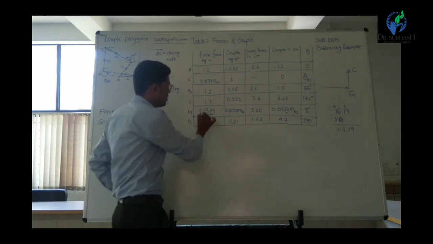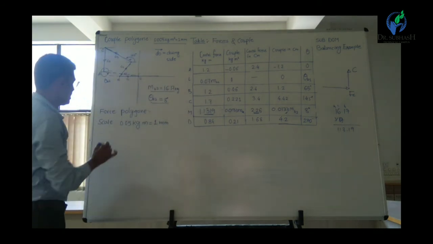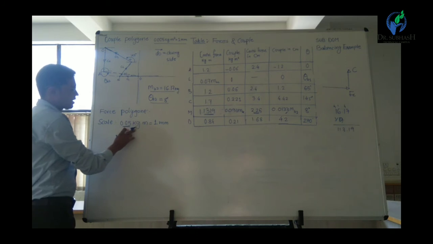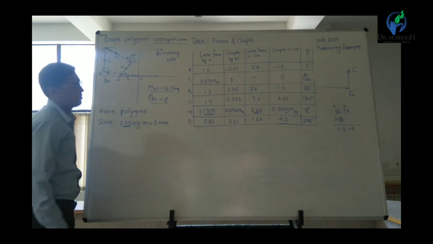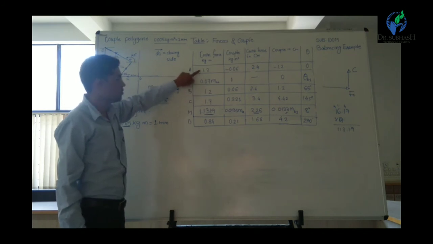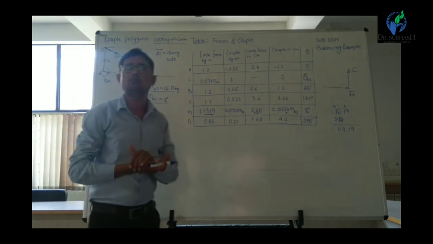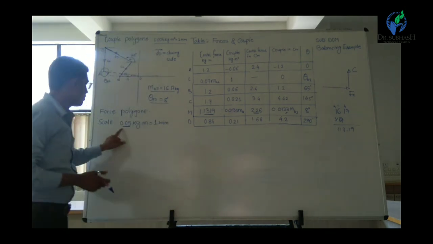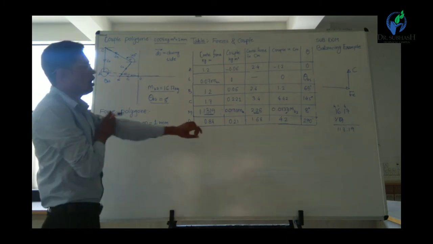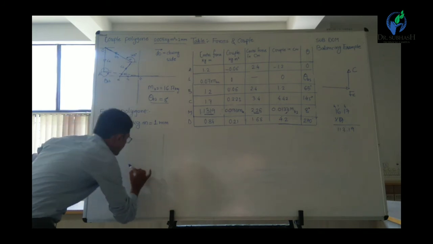After calculating MB2, if you put the value of MB2 here, then we get 1.1319. Now if you convert this value using the scale, it is 2.26. For the force polygon, the scale is 0.05 kg into meter is equal to 1 m. The minimum value of force is 1.2 and the maximum value is 1.7, so according to these we have selected a scale of 0.05 kg into meter equal to 1 m. Now let us draw a force polygon. Again, in the same way, we consider a reference.